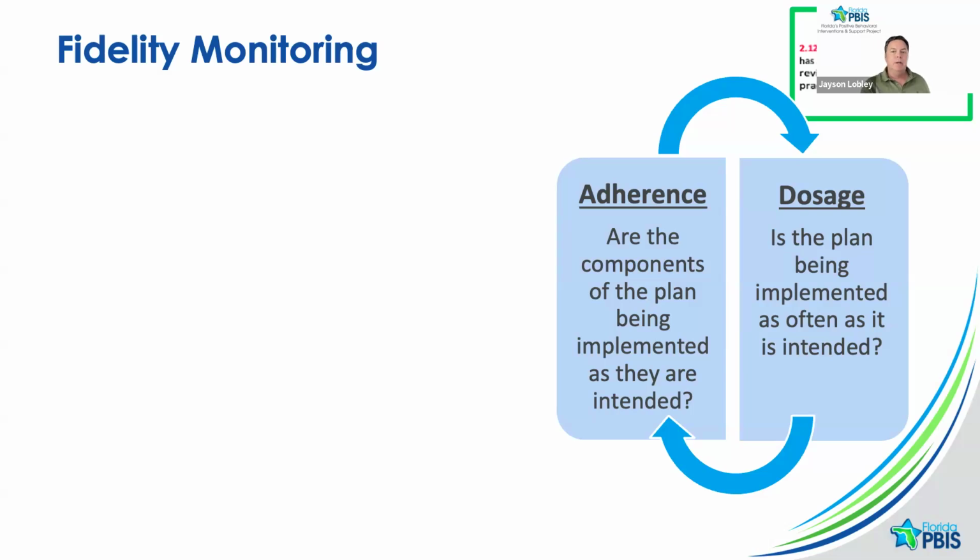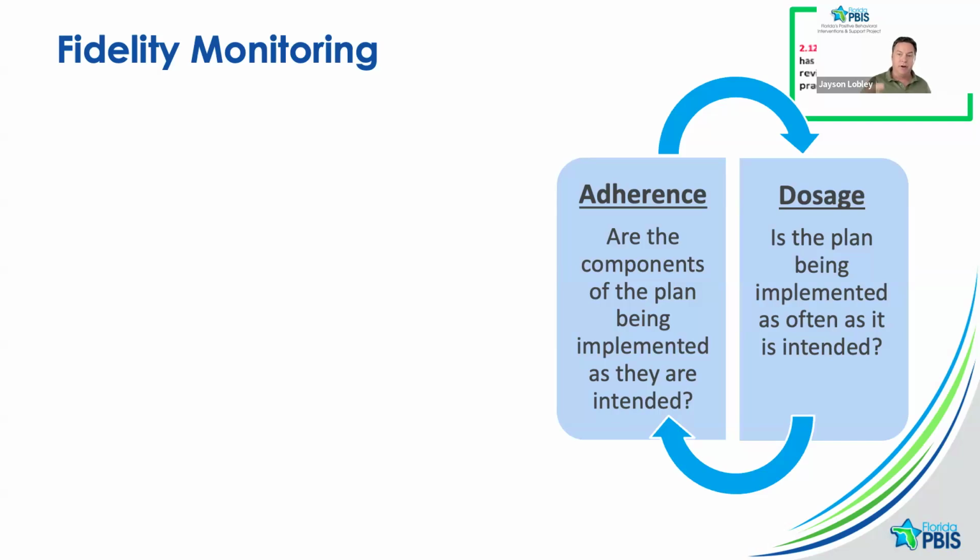So be aware that there's two components of fidelity though. Number one, we've got adherence. This asks the question, are the steps of the plan being implemented as intended? So are we doing all the steps in the intervention so it's done correctly? That's the big idea there.